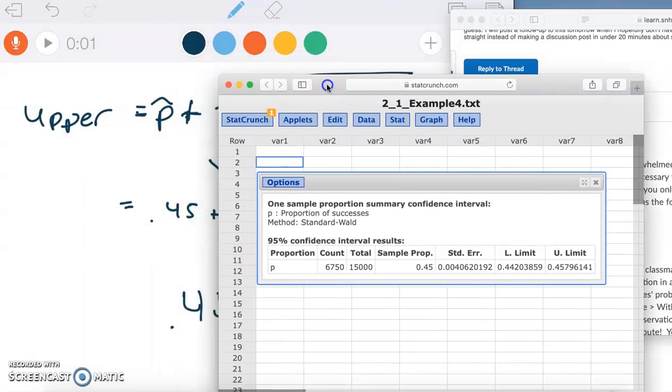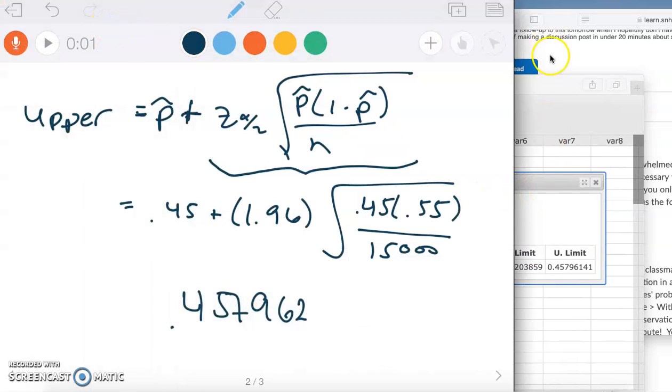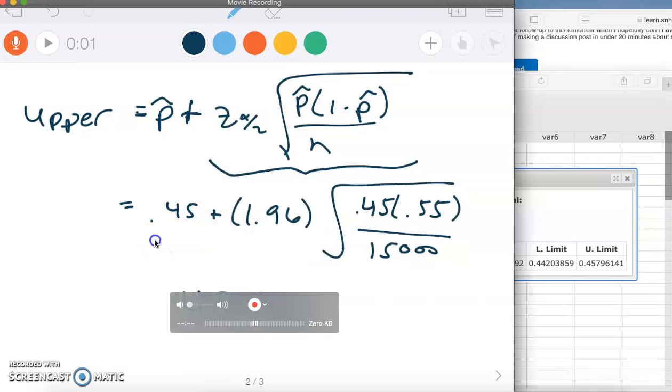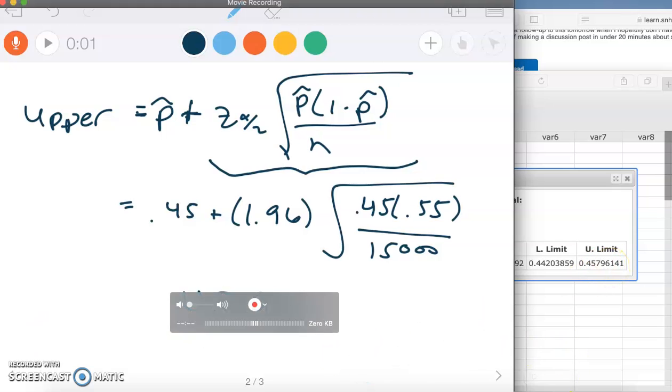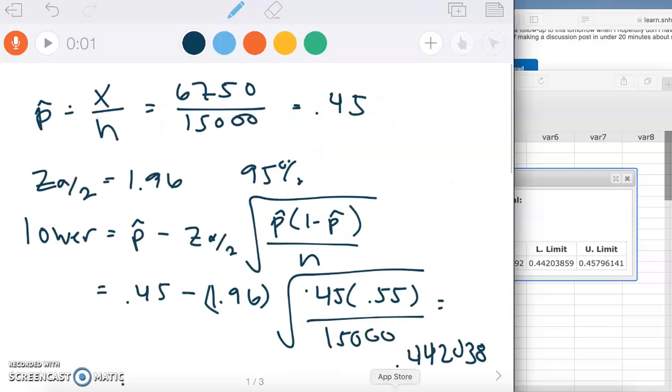You'll see here our upper limit matches. See how it's 0.45796, and so on. It's very similar and it's rounded from what we see over here. Now let's go to our other page and look at our lower limit. Here we have 0.442 and here we have 0.442. So you see it's very close. That's how you would compute it manually and how you can do it in StatCrunch. If you have any questions about that, let me know.